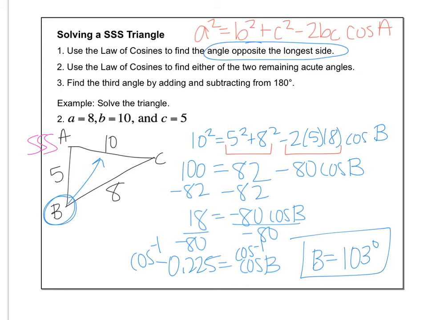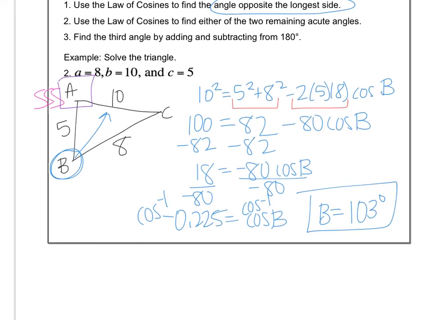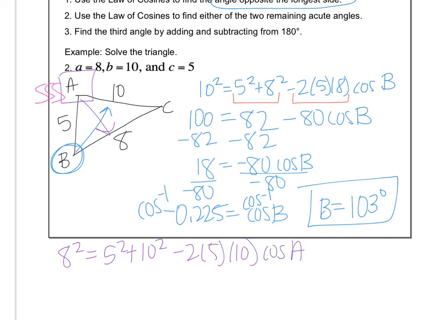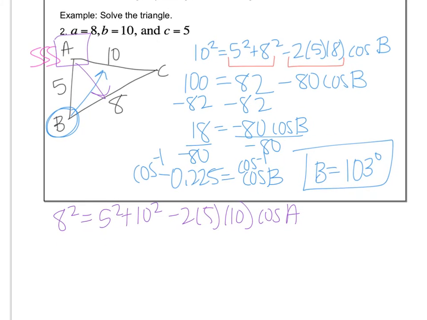So this one, it doesn't matter which one you start with. I usually will then go for the one across from the next largest one. So I'm going to find angle A right now by starting with 8 instead. So it's going to be 8 squared is equal to 5 squared plus 10 squared minus 2 times 5 times 10 cosine A. I'm just going to go through and solve this.